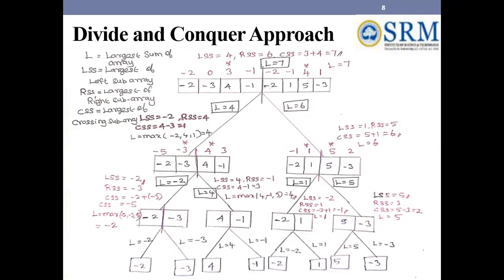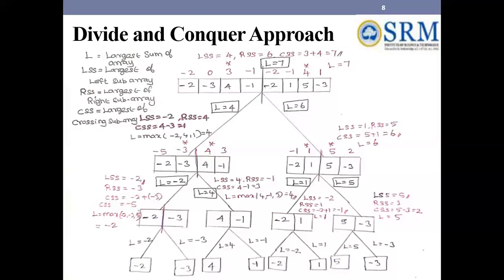Okay, see the steps for minus 2, minus 3, 4, minus 1. The left side subarray problem. So what is the LSS value? That is the solution of the left subarray, that is minus 2. That is LSS for the node. Then what is RSS for this node? That is the solution of the right subarray, that is L equal to 4. That is the RSS value for the current node.